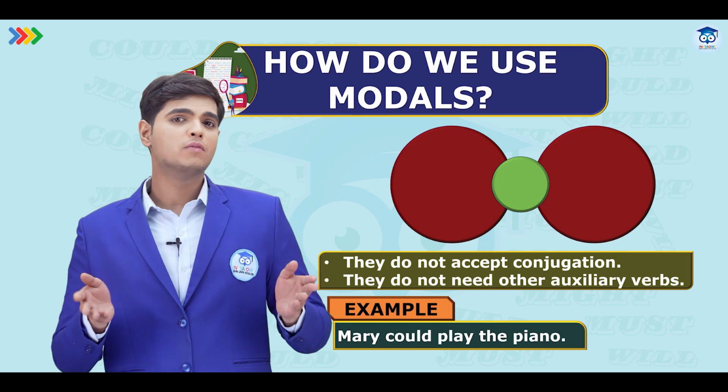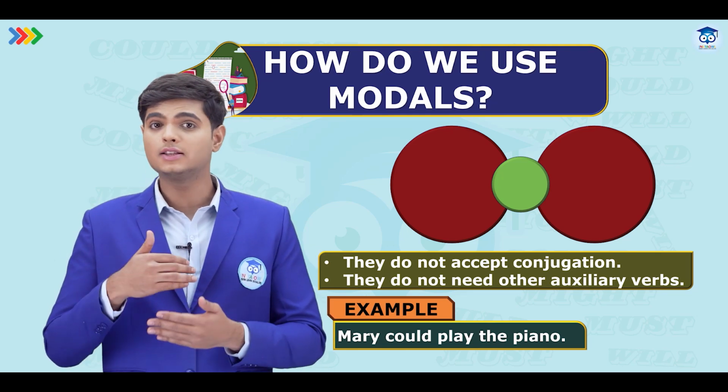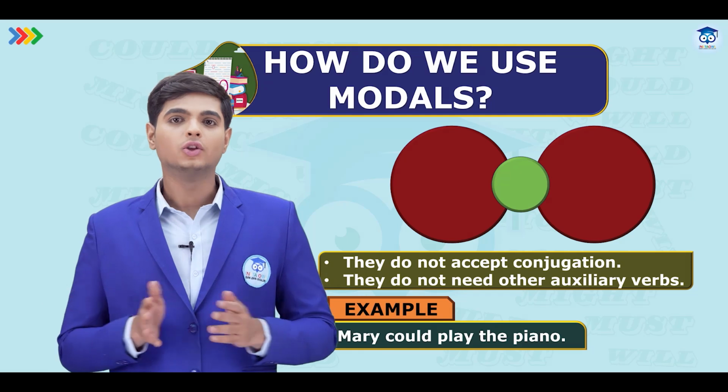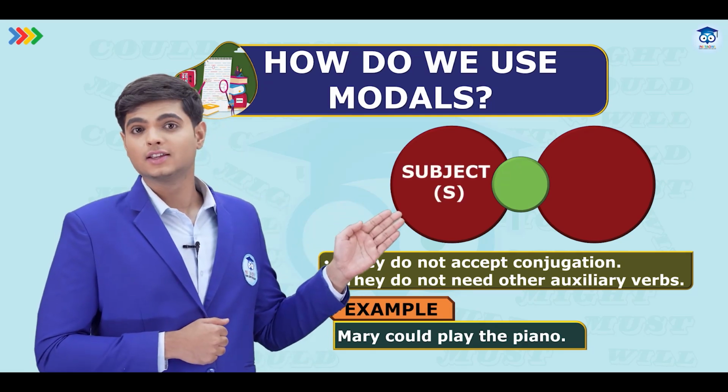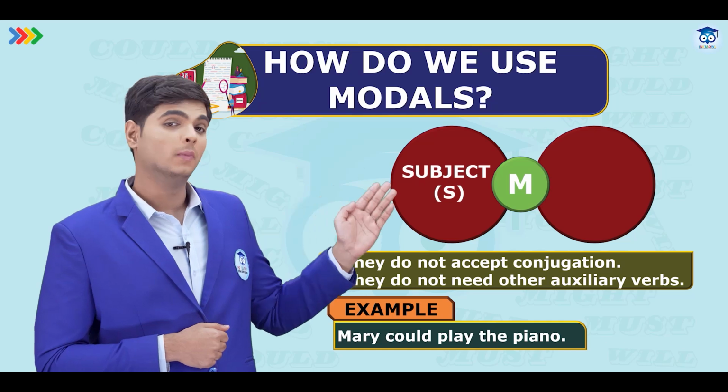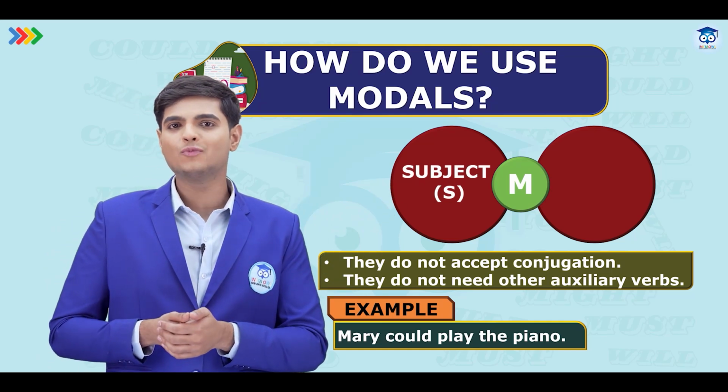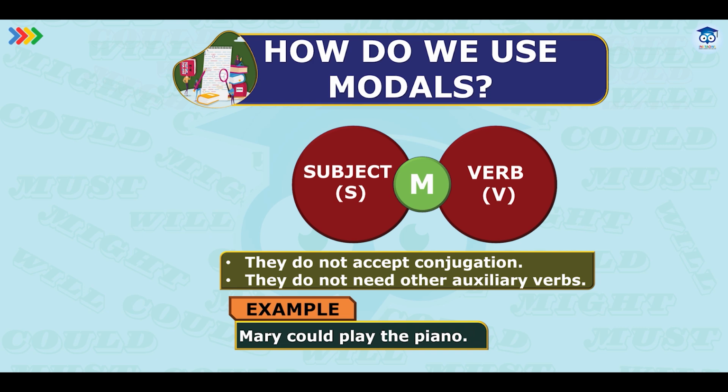Let's now understand how modal auxiliaries actually work inside a sentence. The structure is simple. You start with the subject S, then place the modal M, and finally follow it with the main verb V. And here's what's interesting about modals. They follow their own grammar rules. First of all, they do not accept conjugation. That means you never add s, ed or ing to a modal verb. For example, you can't say cans, musted or shoulding. The modal stays in the original form, no matter who the subject is.